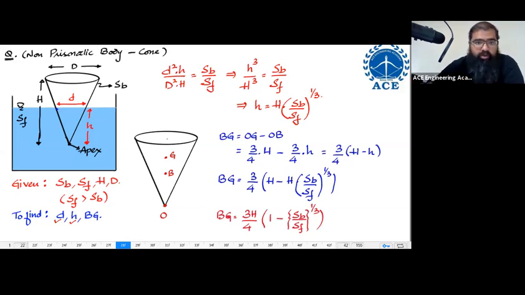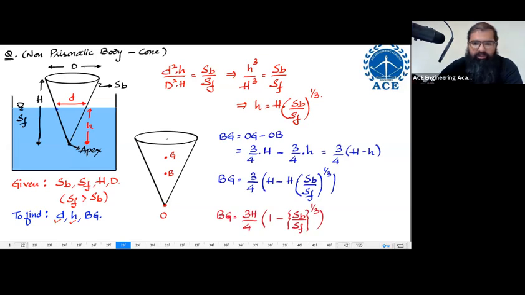I hope you are following all these things. You don't have to remember the result for cone. First of all, I don't like remembering things. The previous slide I asked you to remember because a lot of questions come from there. The previous thing, cone and all, no need to remember. I'm just showing you this is the result.